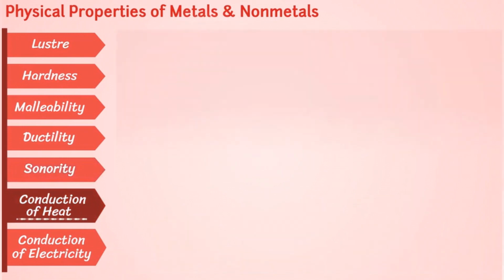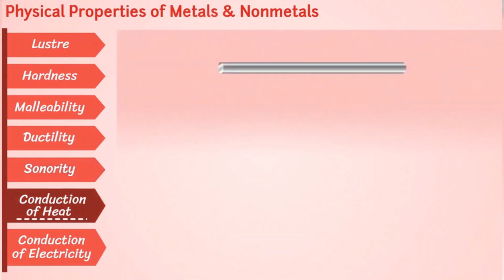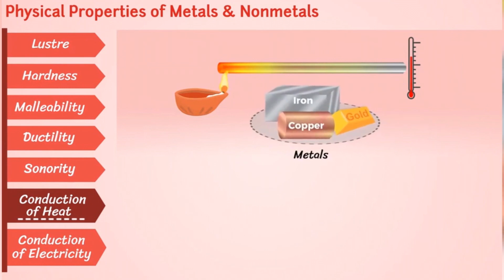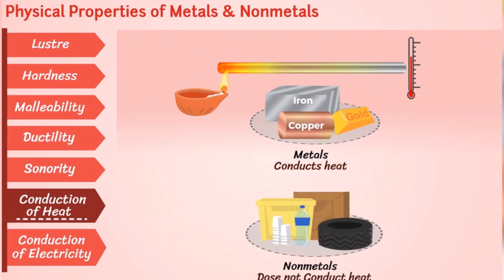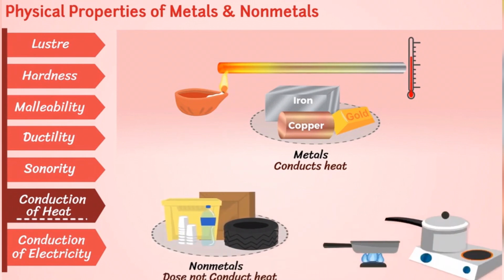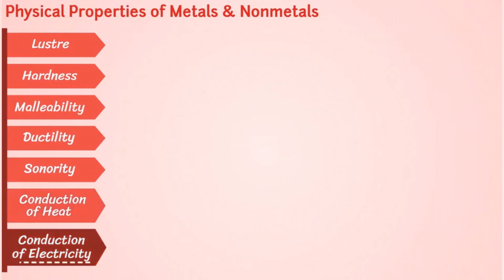Let's go to conduction of heat. If you are heating a metal at one end, the heat will be transferred to the other end directly. You can see the temperature is increasing up to the end. But that does not work for non-metals. It can't work that way. No heat can be transferred. As you can see, that is the property of non-metals. They do not conduct heat. But for the metals, heat transfers from one end to another.